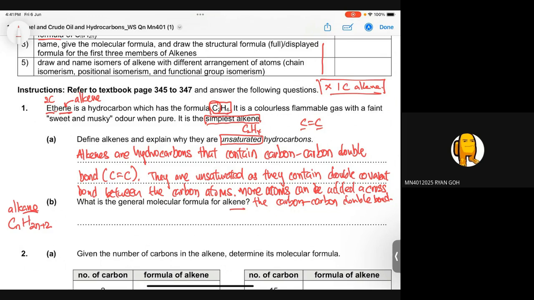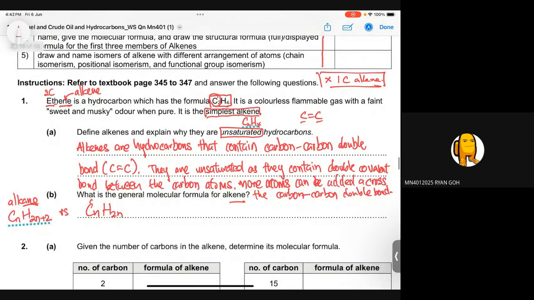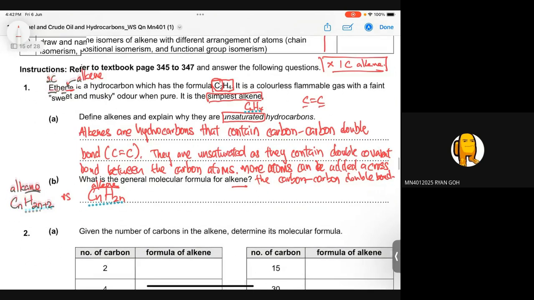For alkene, it is just CnH2n. So there isn't the plus 2 there. Compare the difference: this is alkene versus the alkane, which has a plus 2. Be familiar with the general formula for alkane and alkene.